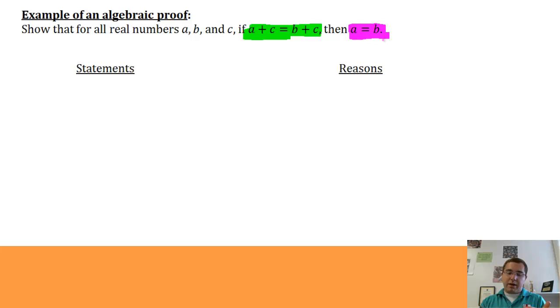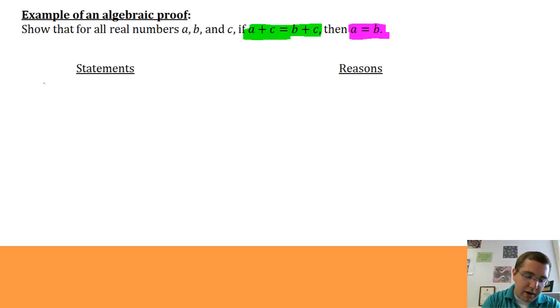So we look at that and we think, okay, we just subtract c from both sides. Well, this proof is telling us that we can do that. That we can take off the same number from both sides and we'll still end up with a valid equation. So that's what we're going to be proving.